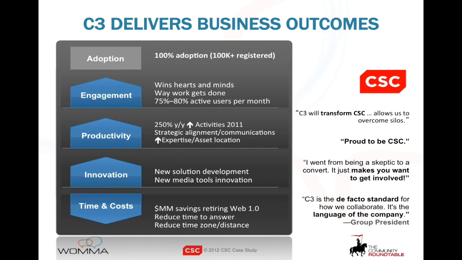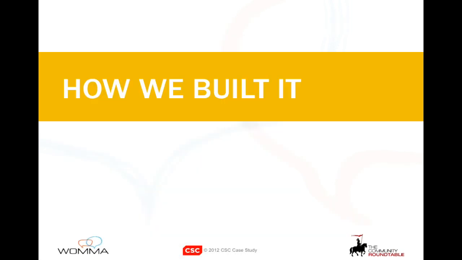We've also seen business benefits such as reduced cycle times to find experts or answers, collapsing time zone and distance barriers, and we've even recognized cost savings in the form of consolidation and platform reduction. So all ways where we're seeing real impacts in our business and real engagement benefits of our employee community. So how did we build this? What did we do?